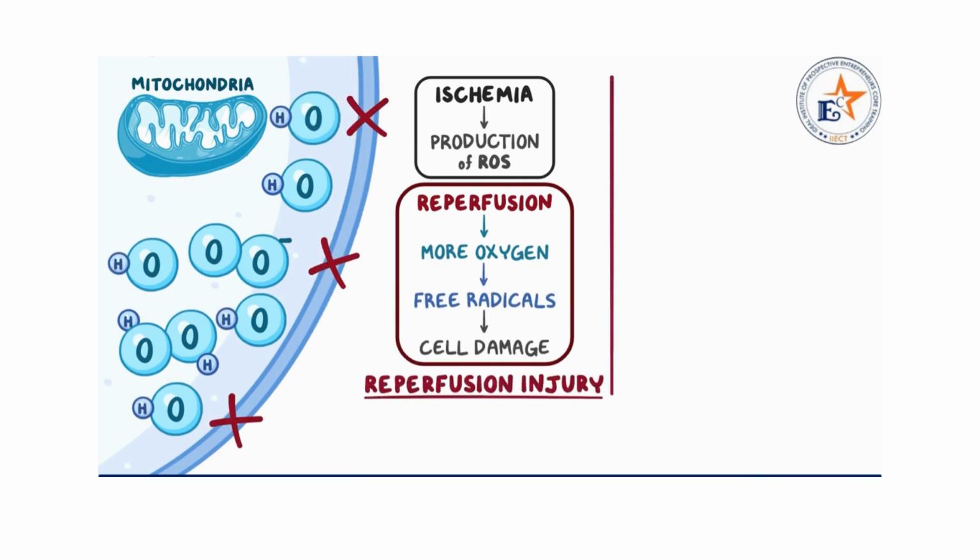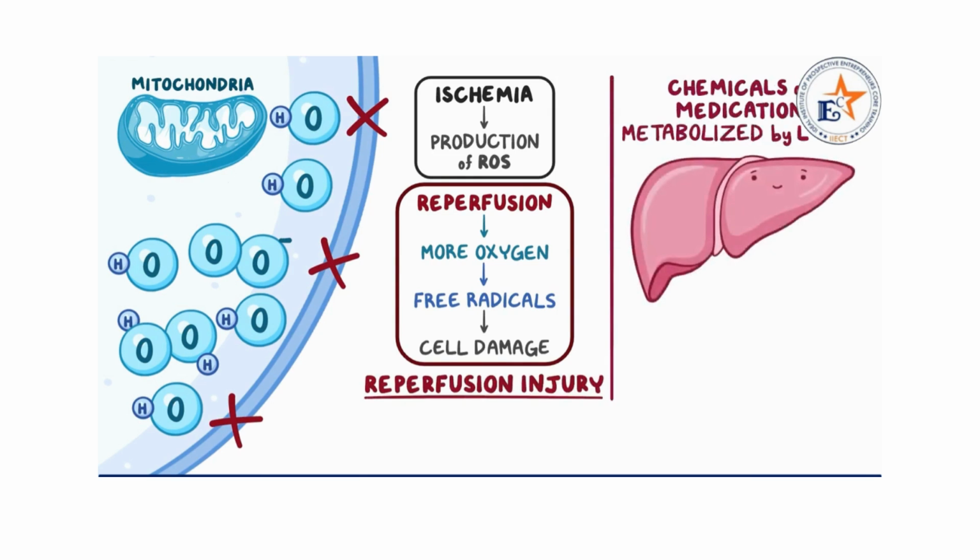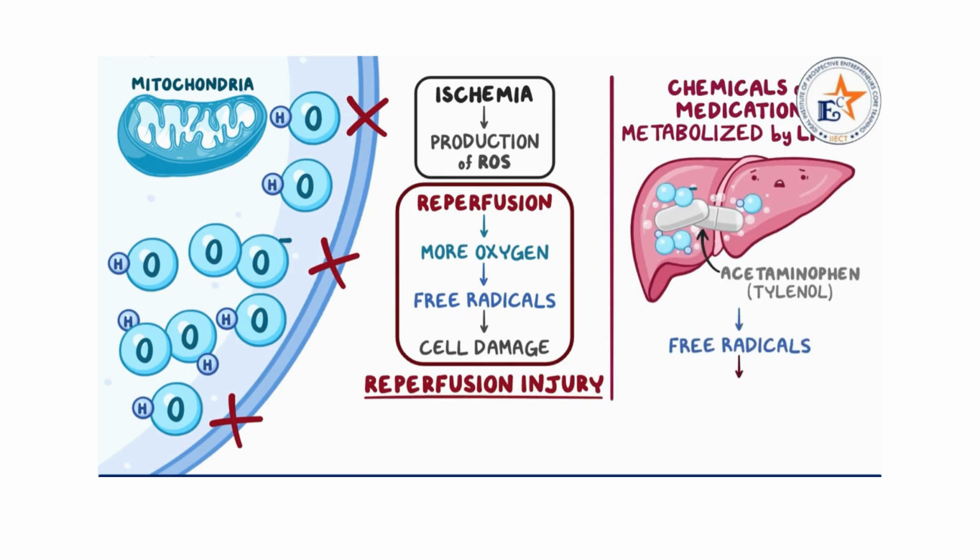Finally, free radicals can also be generated when chemicals or medication that enter the body are being metabolized by the liver. For example, when the liver breaks down a drug like acetaminophen or Tylenol, a lot of free radicals are generated, and this could cause massive damage to the liver.